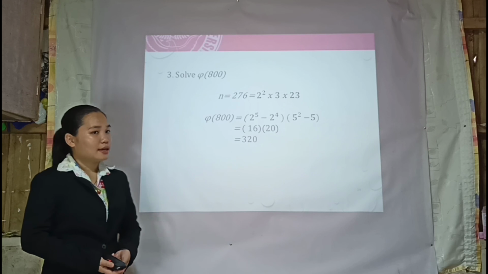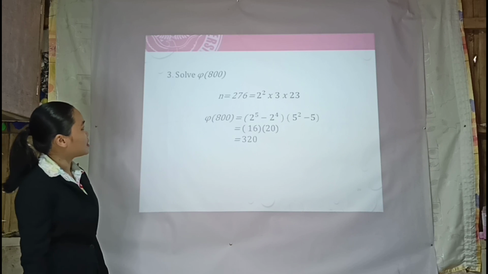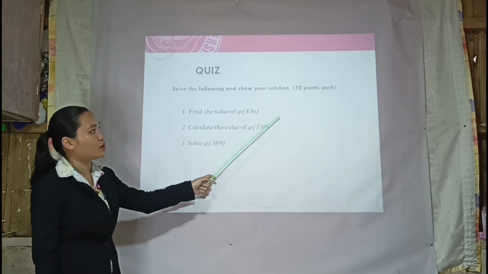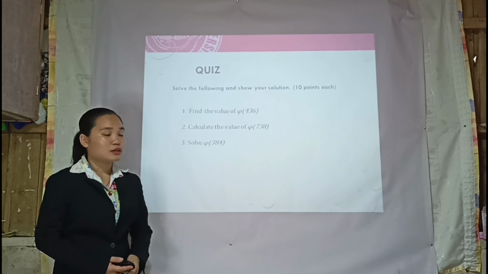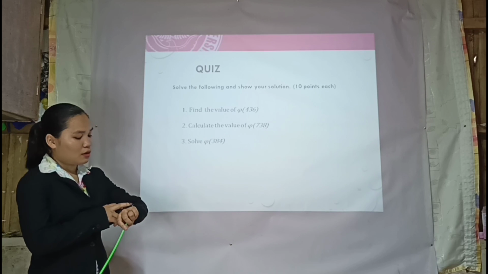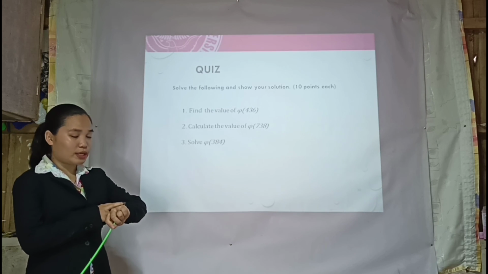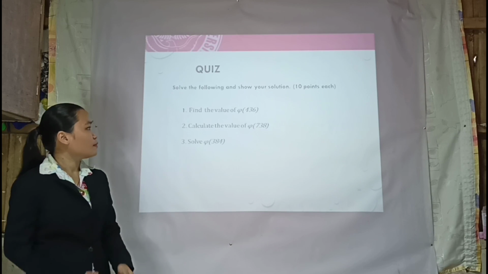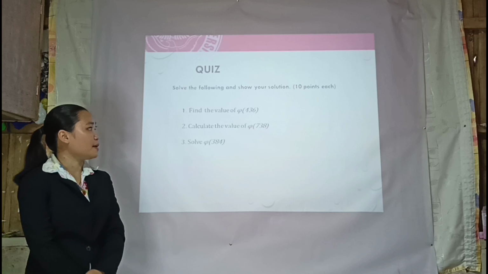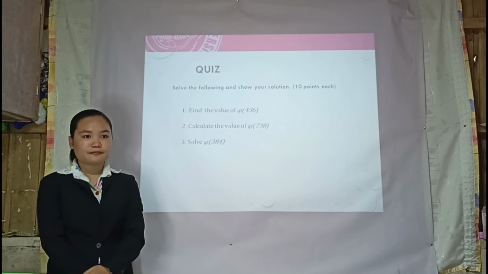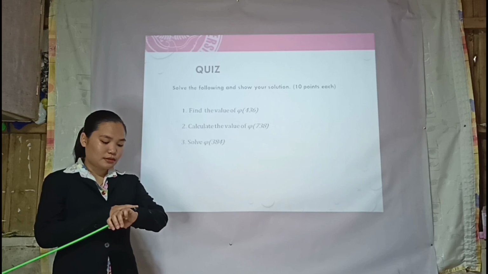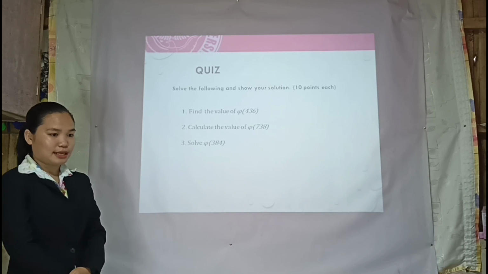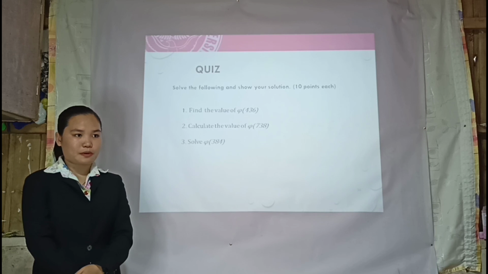Okay? Get 1/2 sheet of paper and answer this quiz. Solve the following and show your solution. 10 points each. Since it is individual, I will give you 15 minutes to answer these 3 questions, 5 minutes each item. Your time starts now. Answer it quietly and eyes on your papers.